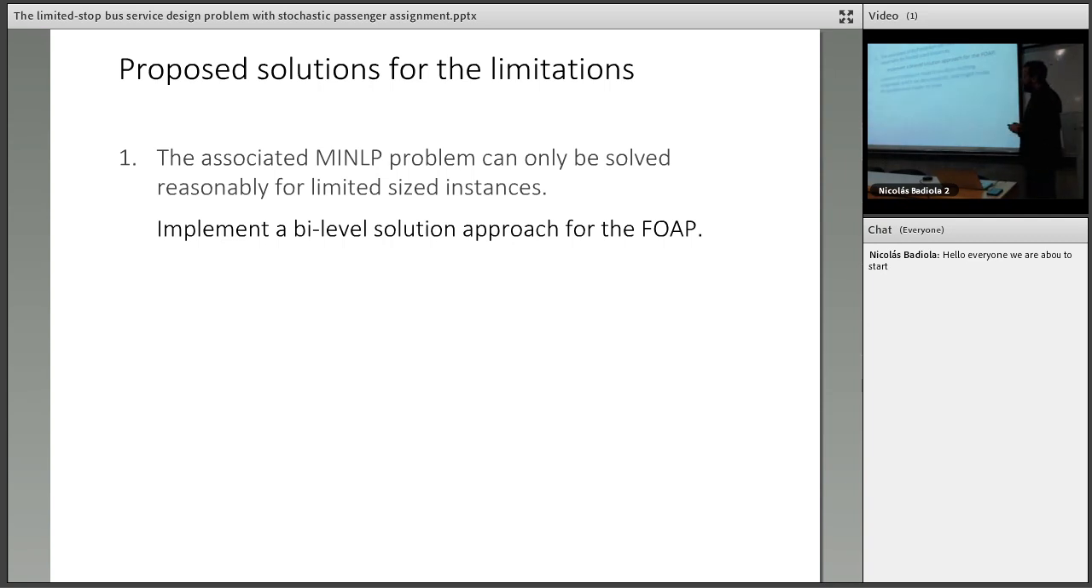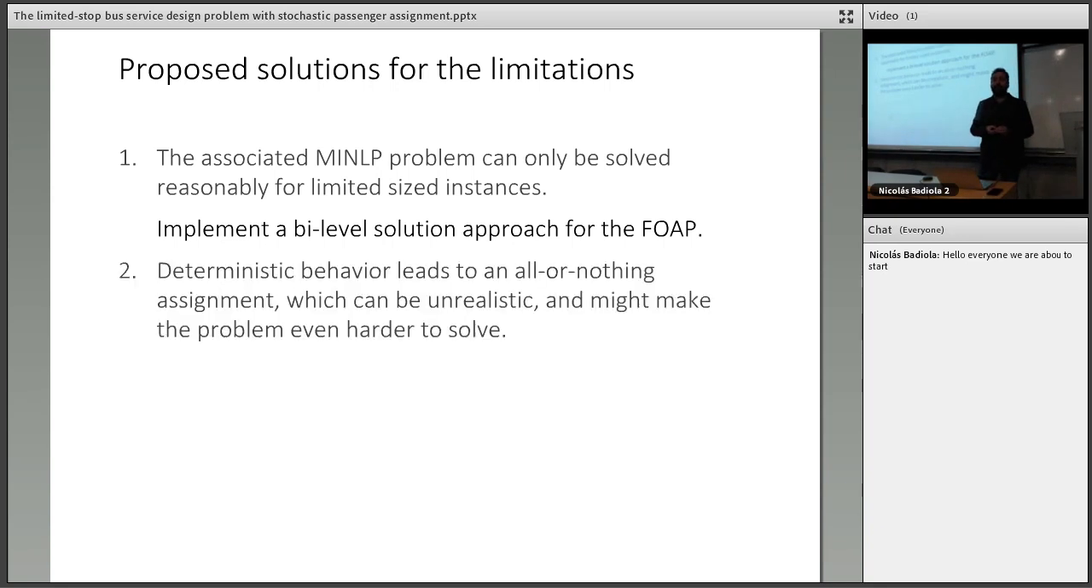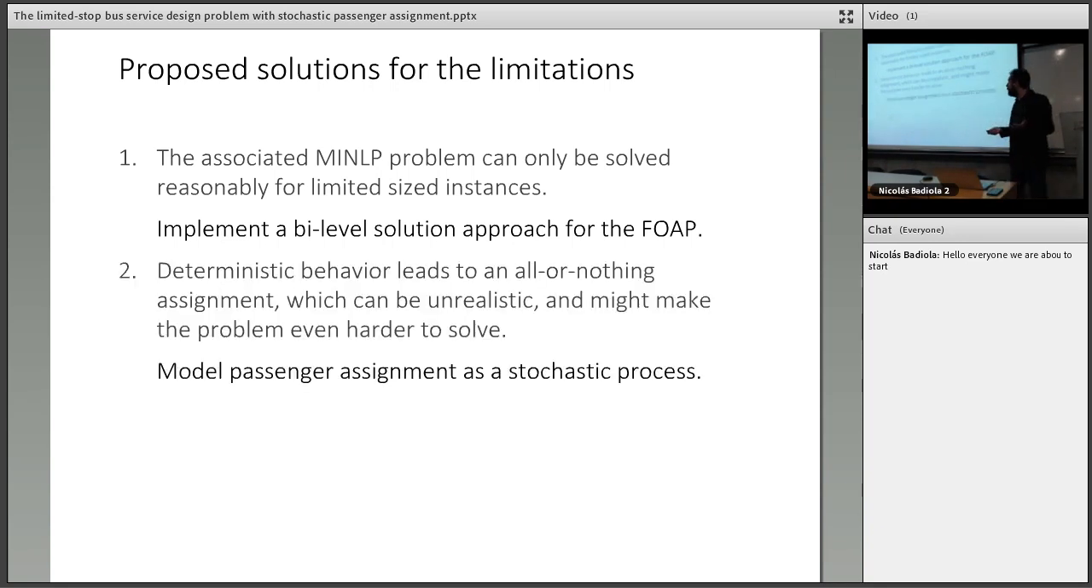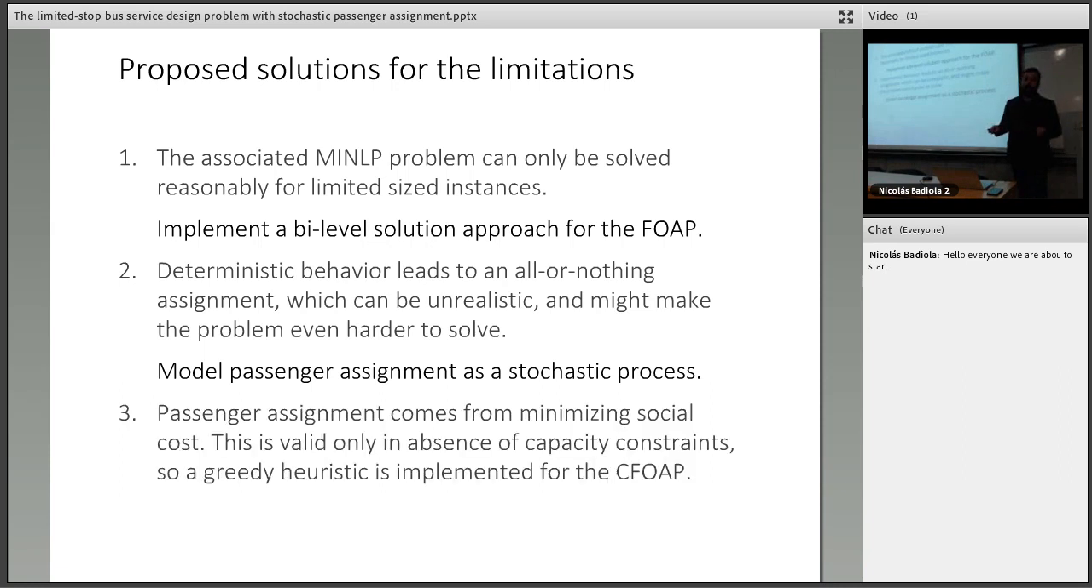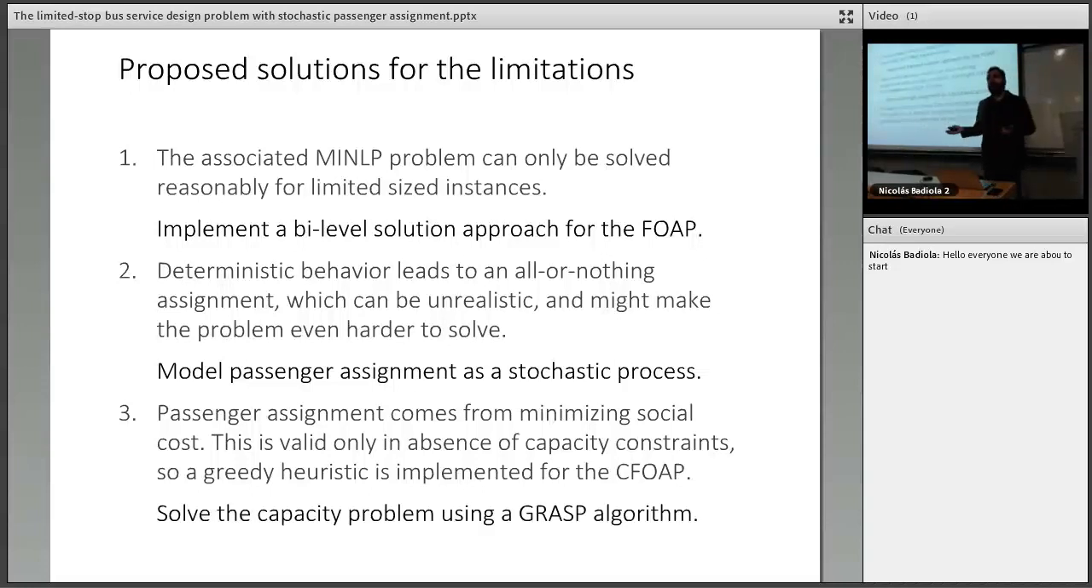Second, since deterministic behavior can be troublesome, we're going to try to model assignment as a stochastic process. And third, as I mentioned before, we're going to try to improve the capacity algorithm, extending the gridded formulation to a grasp formulation.